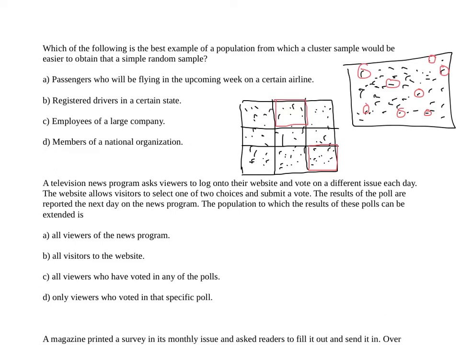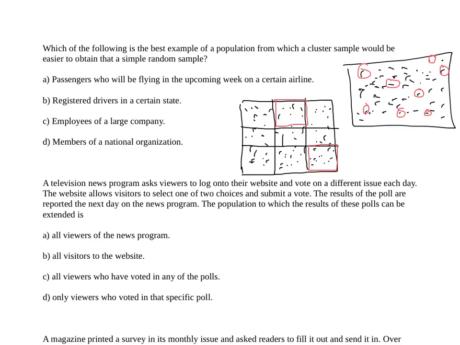Thinking of that, what we have to keep in mind is that when we're looking at a cluster sample, we want our population to be broken into discrete chunks, separate from each other, but in each of those chunks, the units inside are representative of the entire population. In a simple random sample, it's much more simple, obviously. You just have everything in one big bin and you're pulling out of that bin randomly.